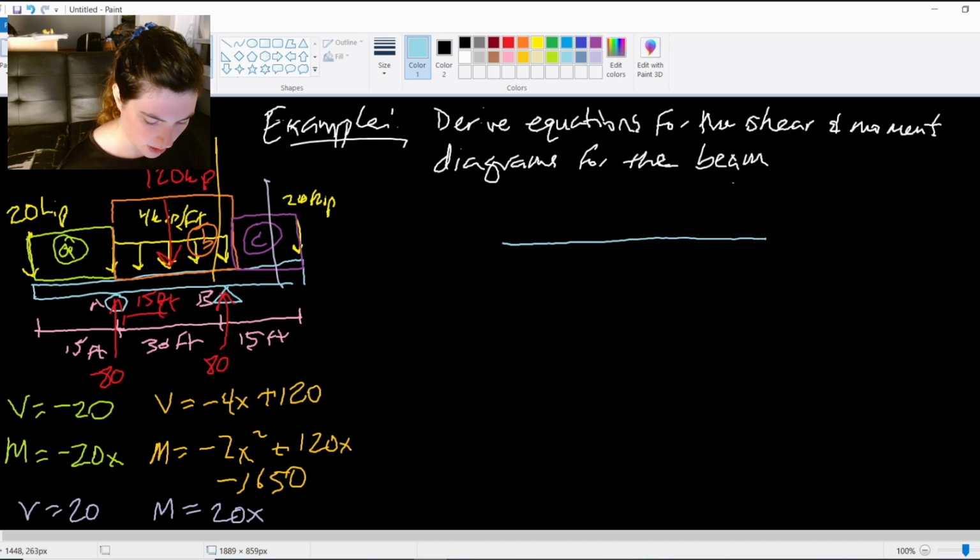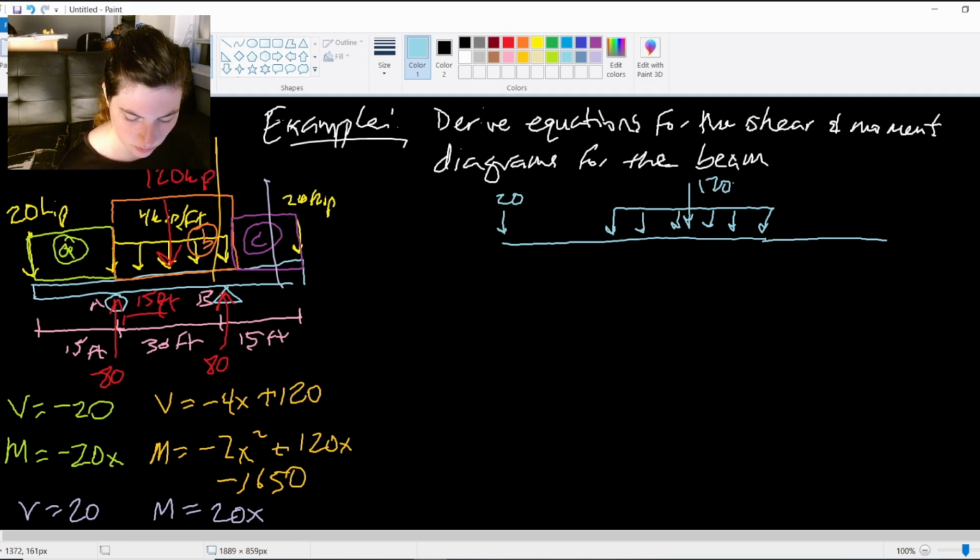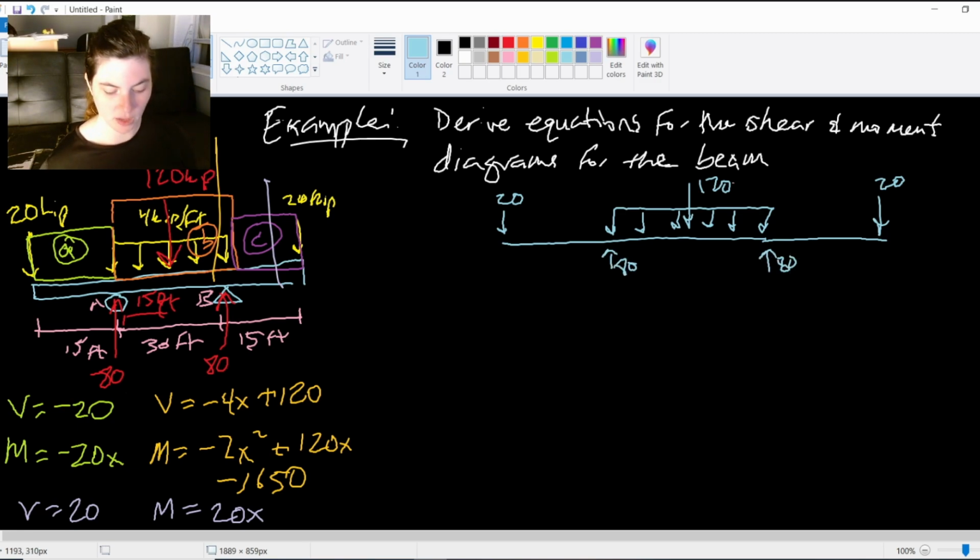So here's my load diagram. I have the 20, the applied 4 kips per foot. I'll go ahead and write that as the resultant force of 120. Got the other 20 on the other end. Reaction 80, reaction 80. There we go.